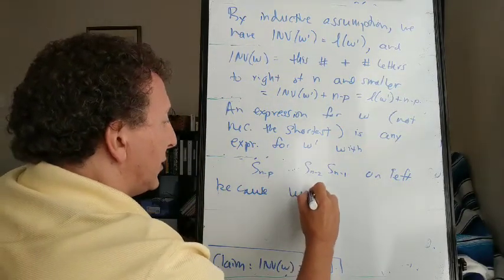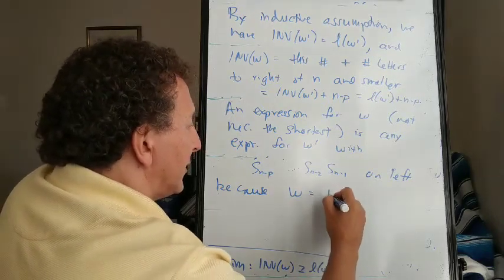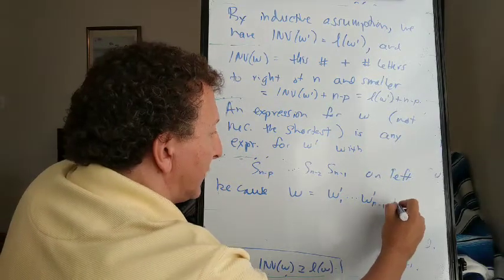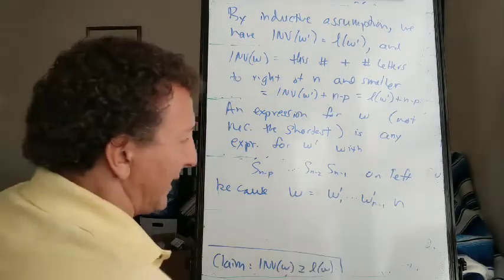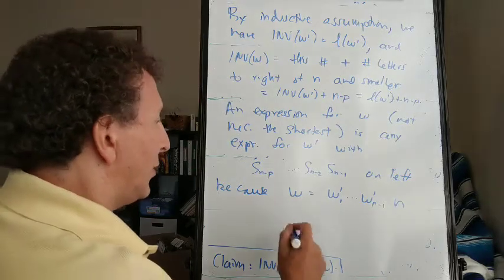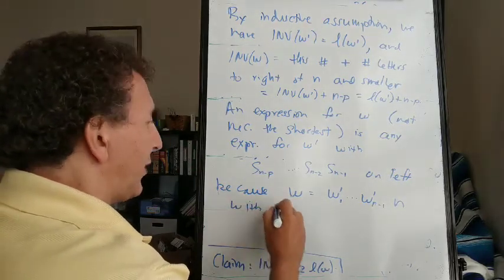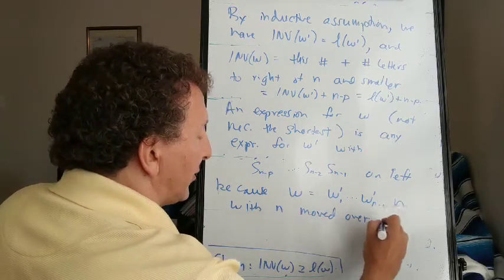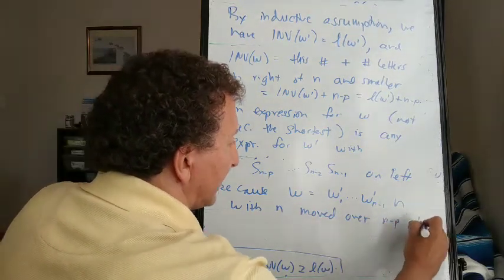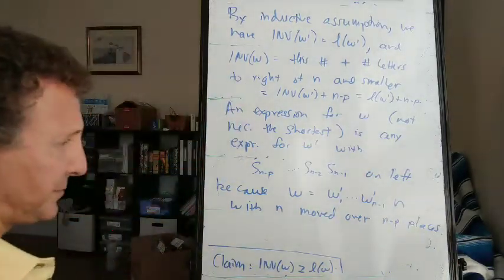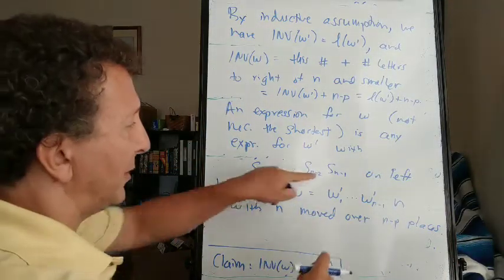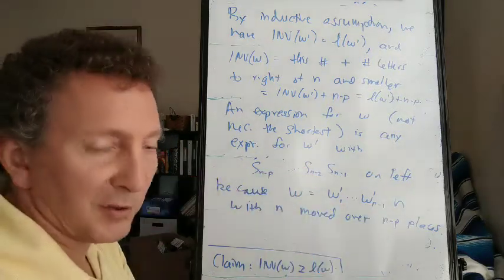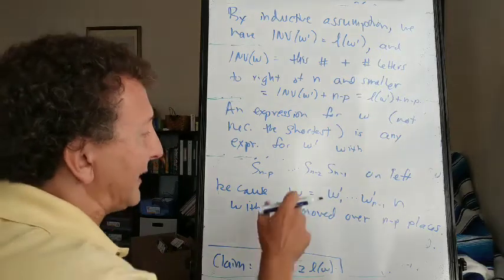Because W equals W prime, so we can take W prime and put N on the end with N moved over N minus P places. So we start with this and move N over one place and then another place, and then we keep moving it over until it gets into position P. And that would be one way to get the word W.